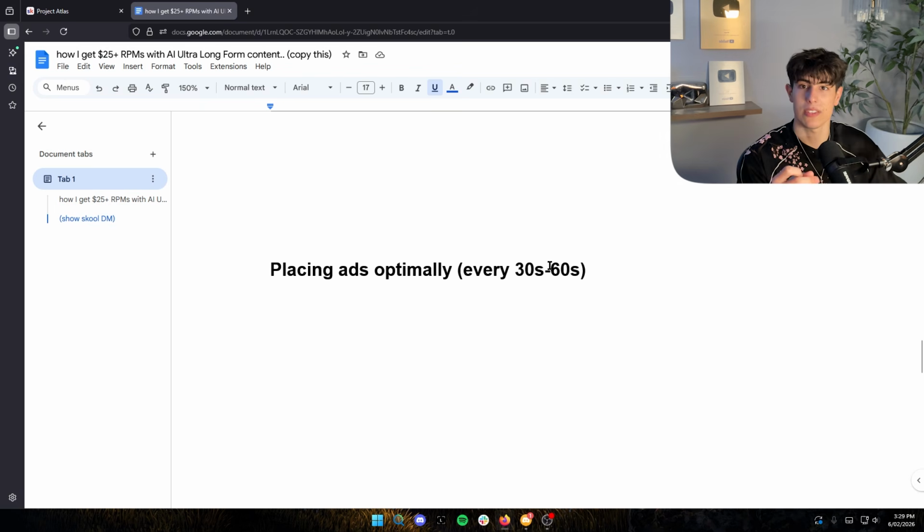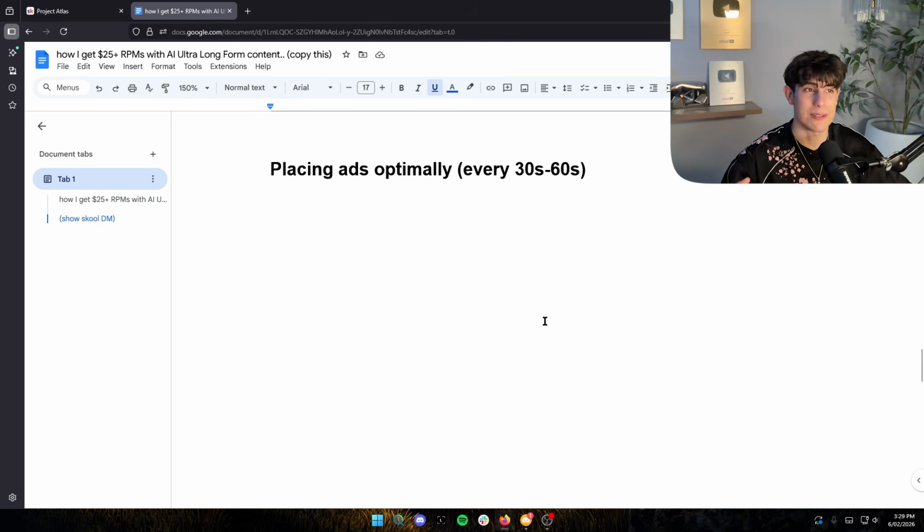And again, this is something that is so underutilized by people. If you think about it, when you're doing an ultra long form video, there might only be 10 ads throughout the whole video. But by doing this, you're making that like 100 ads. And so many people don't actually do this. And it's the biggest killer.